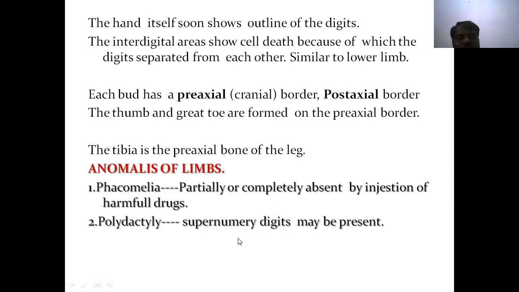Like this, in the fourth week of intrauterine life, on either side of the trunk, the mesoderm develops paddle-shaped mesodermal growths. We can identify the cranial one as the forelimb, and the hind limb is the caudal region, the leg. This is how the forelimbs and hind limbs develop. These are the anomalies. So next is the mammary gland.